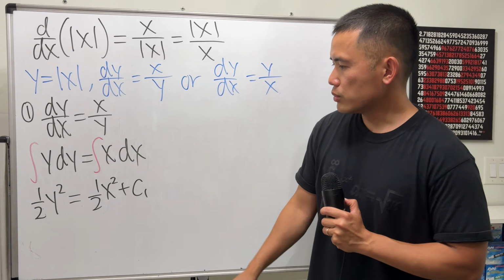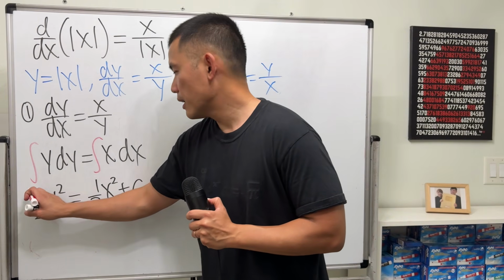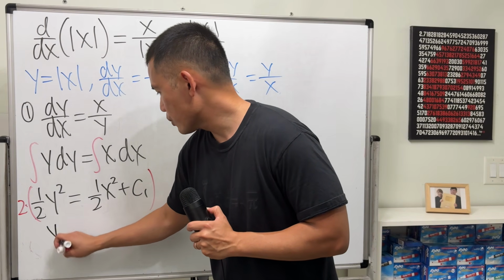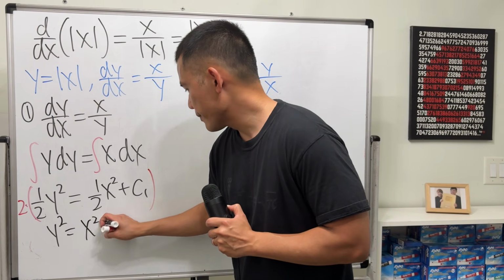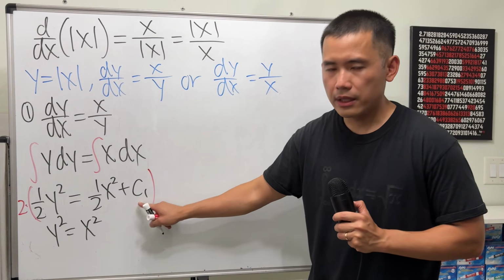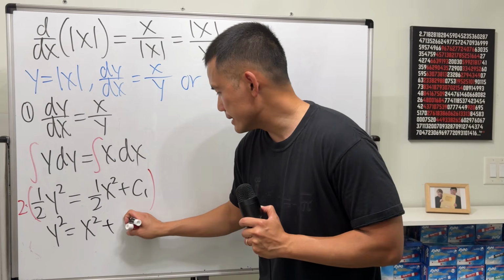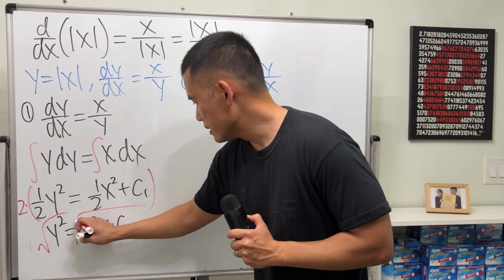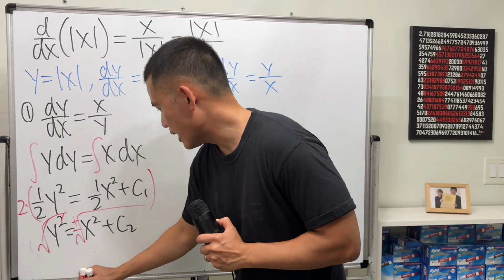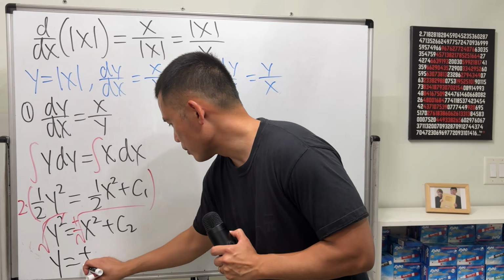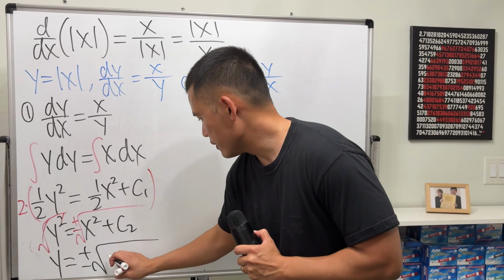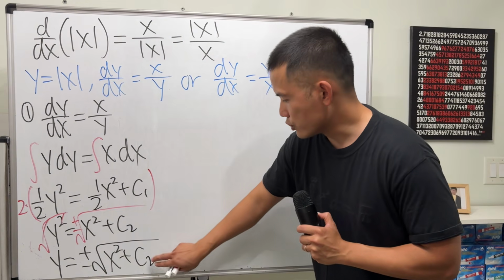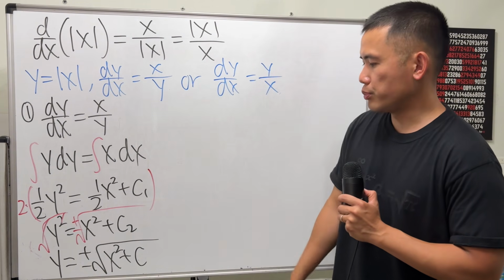Now to get the general solution, meaning isolate the y, I'm going to multiply everybody by 2 first. So that will be y squared equals x squared plus 2 times c1, which is still a constant. We can label that as c2. And then I will just take the square roots of both sides like this. And don't forget the plus or minus. Cancel this out. y equals plus or minus square root of x squared plus c2. And since this is the general solution, I don't need the subscript anymore. That's pretty much it.